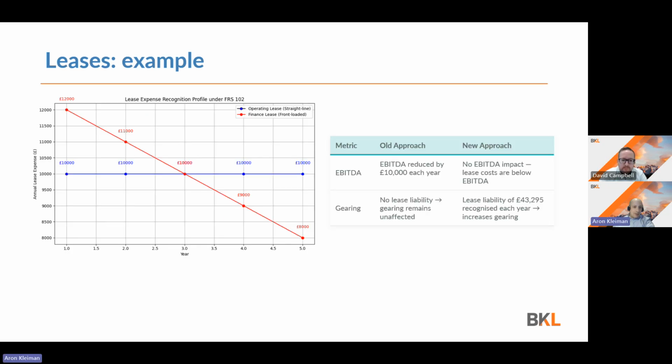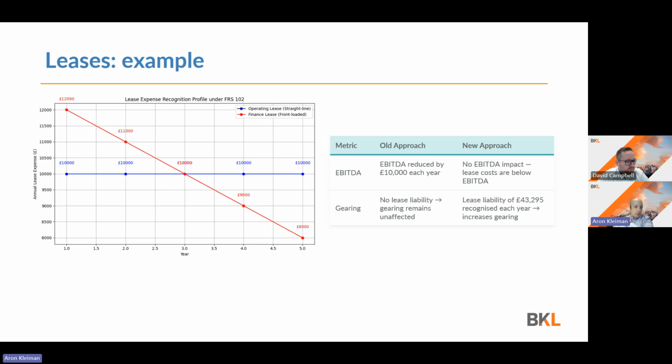So if we show this graphically, under the old method, it was just straight line, £10,000 per year to get to the 50,000 in total. But this red line is how this is going to behave in terms of total debits over the life of the lease under the new standard. And it's the total of both the depreciation that is still straight line and that changing pattern of interest costs that are front loaded. So higher in the earlier years, so 12, 11, crossover in that middle year, there's that 10,000, then 9, then 8, which will add up to the total of 50, but has a very different profile in any given year.